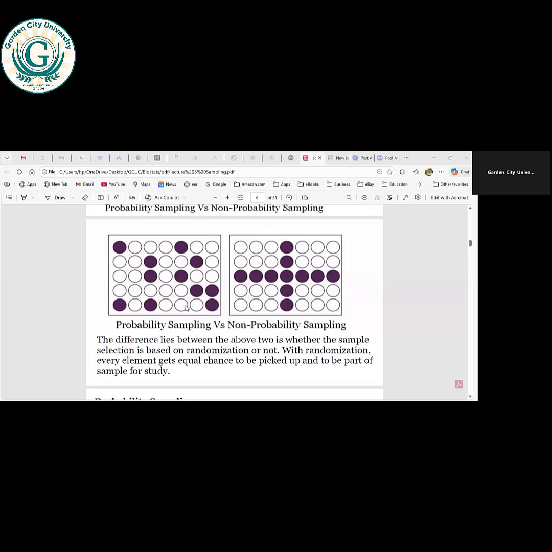And so that is the reason why in most health-related research, we recommend using the probability sampling technique. But it doesn't necessarily mean that you cannot apply non-probability sampling techniques.